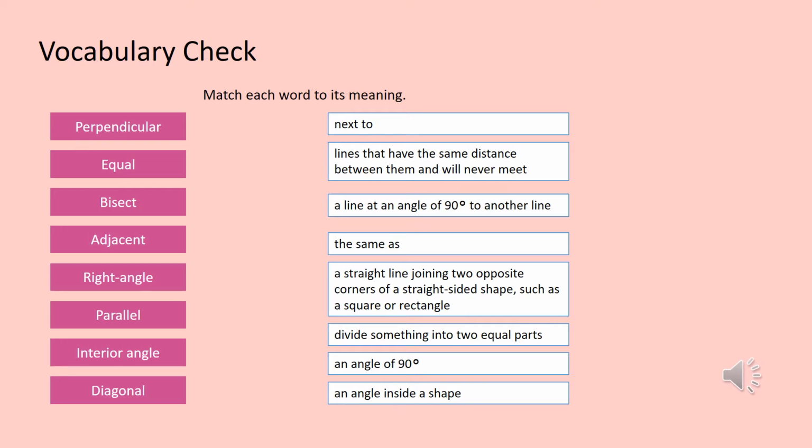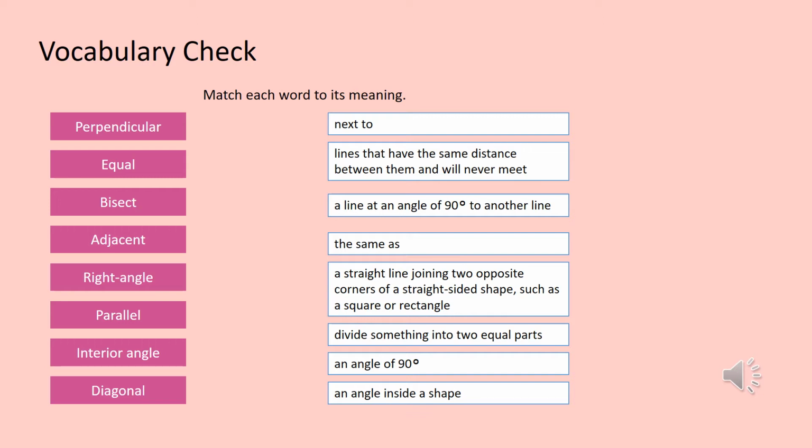So how did you do with matching the word and its meaning? Were there any words you were not sure about? So let's have a look. We've got perpendicular. Perpendicular is a line at an angle of 90 degrees to another line. Equal, the same as. Bisect means divide something into two equal parts. Adjacent is next to. Right angle is an angle of 90 degrees.